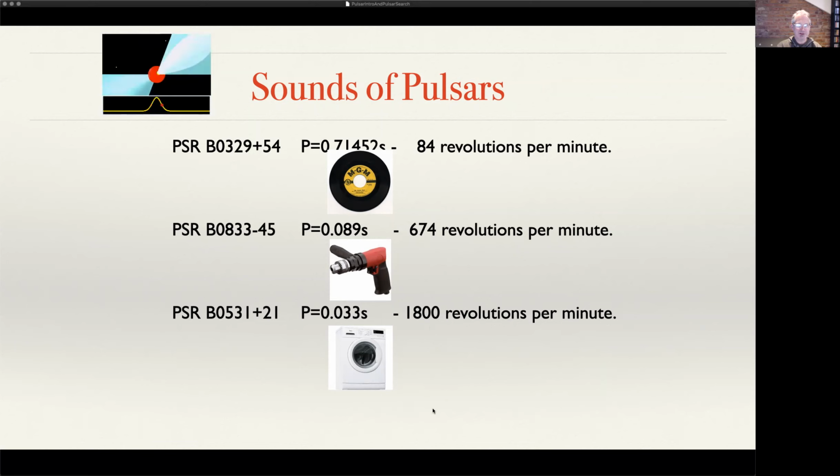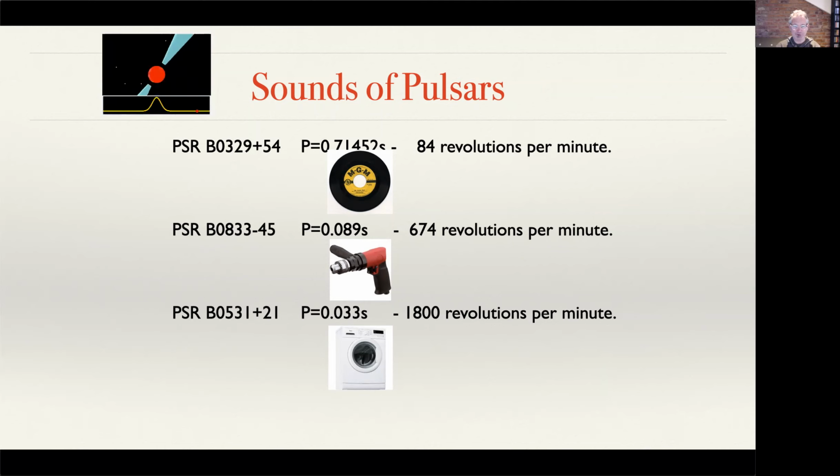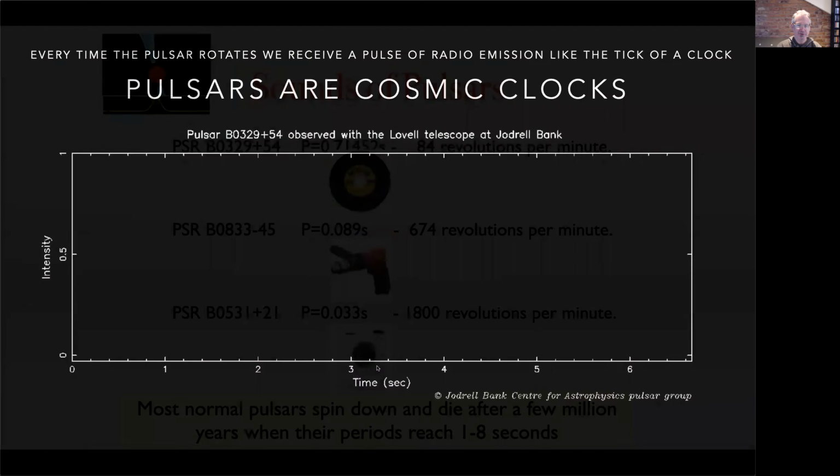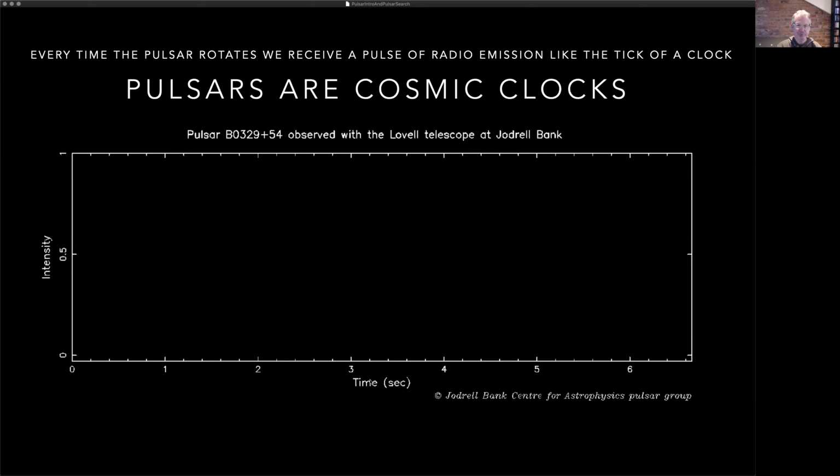And so now let's listen to pulsar B0531+21, sometimes known as the Crab pulsar. And it spins at 1800 revolutions per minute. Oh, it looks like that didn't work. Apologies for that. We'll try and play that for you some other time.